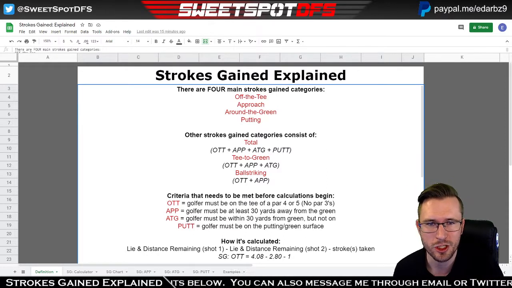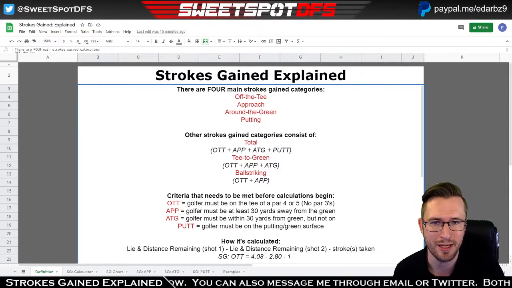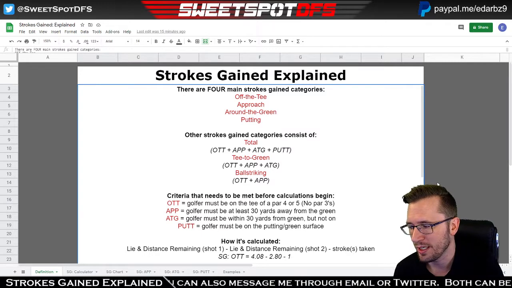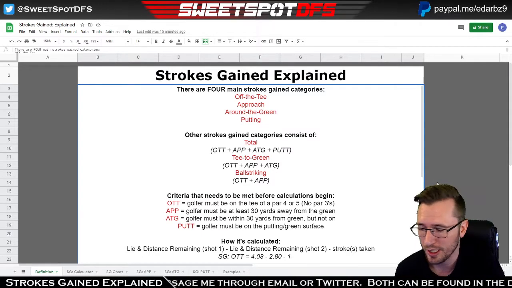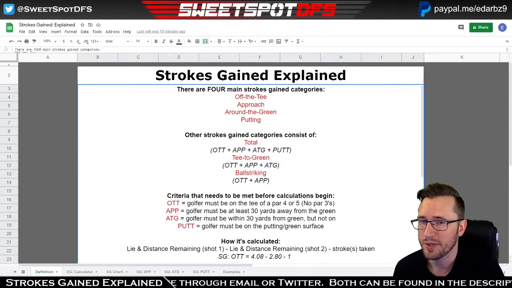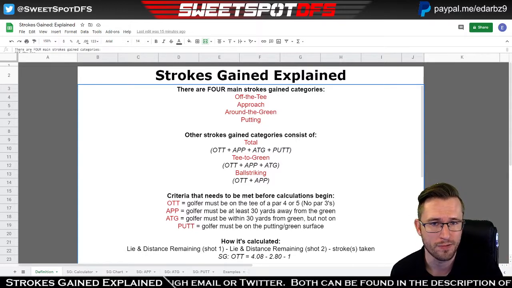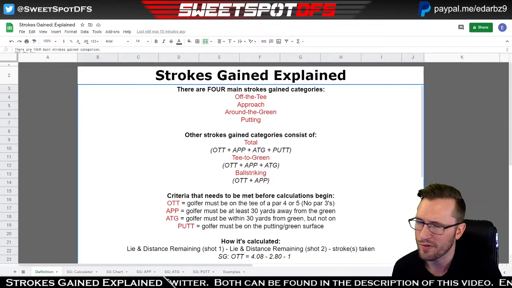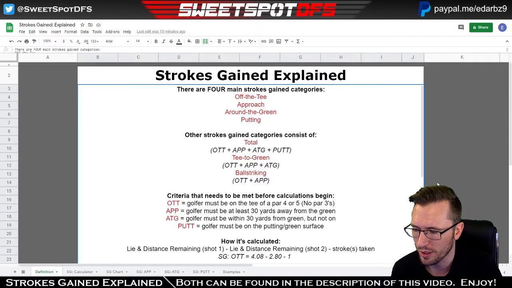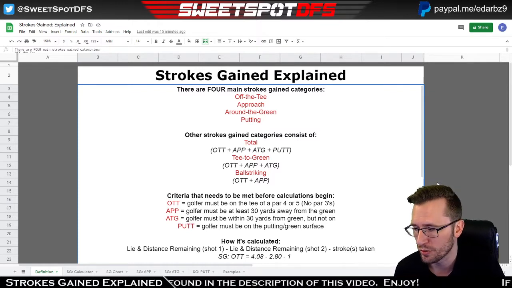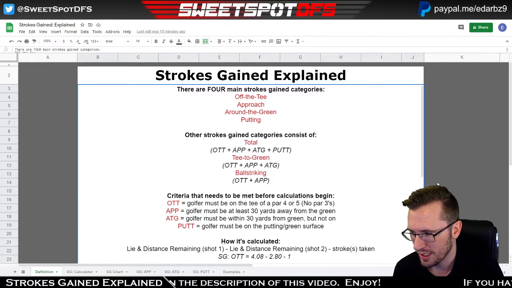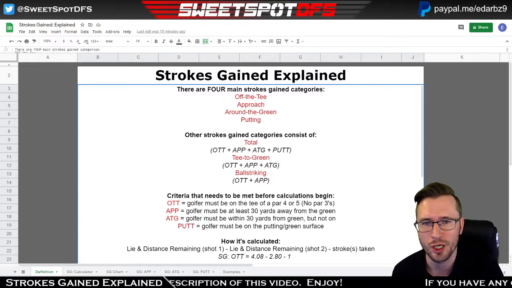Before any calculation is made, criteria needs to be met. Before off the tee strokes get calculated, we need to be on the tee box of a par 4 or a par 5. It does not include par 3s. Come to think of it, if there was ever a par 6, it would also include that as well. But it excludes par 3s. Those are included in approach, where the criteria is that a golfer needs to be at least 30 yards away from the green.